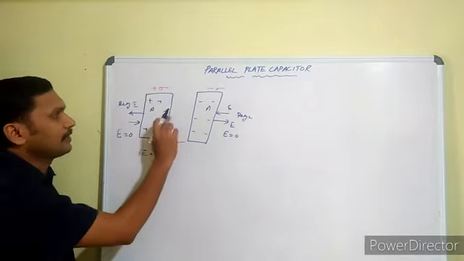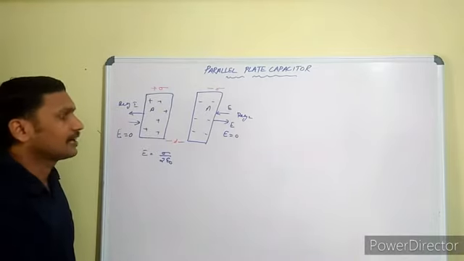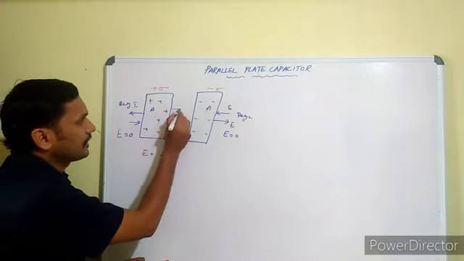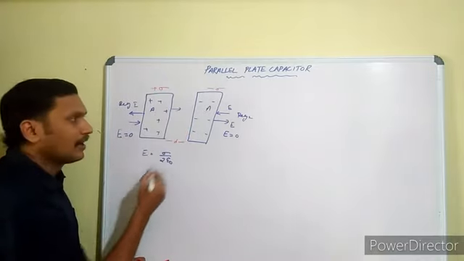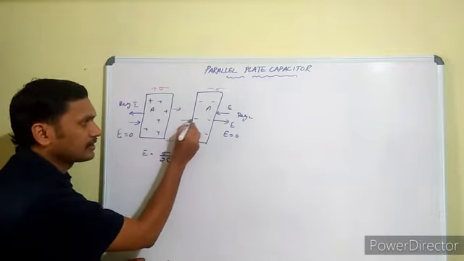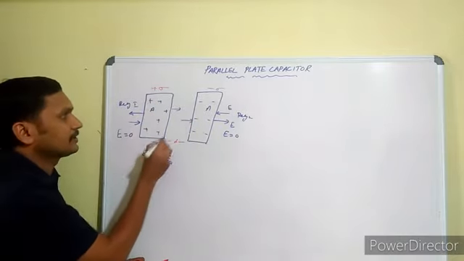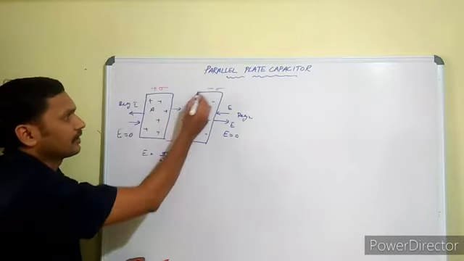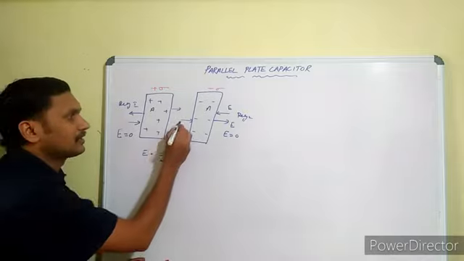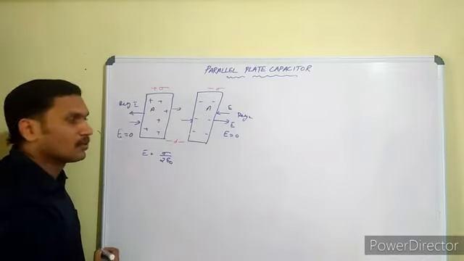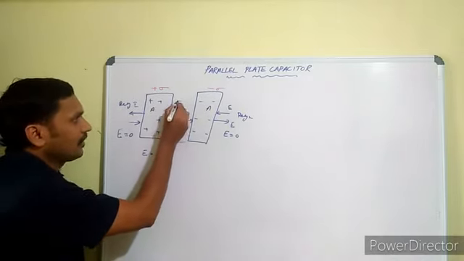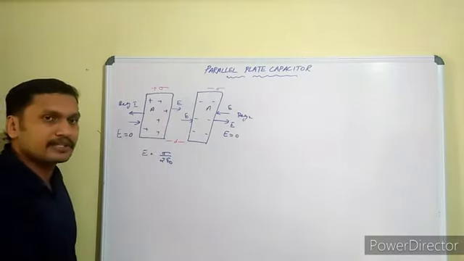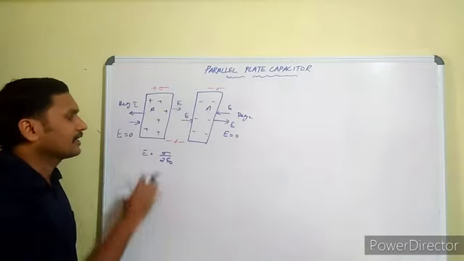And in between the plates of this capacitor we have some electric field, because of the direction of the electric field due to the positively charged plate and the negatively charged plate. For a positively charged plate, electric field is directed away from the sheet, and for a negatively charged sheet, electric field is directed towards the sheet. So here both electric fields have the same direction, so they are getting added.